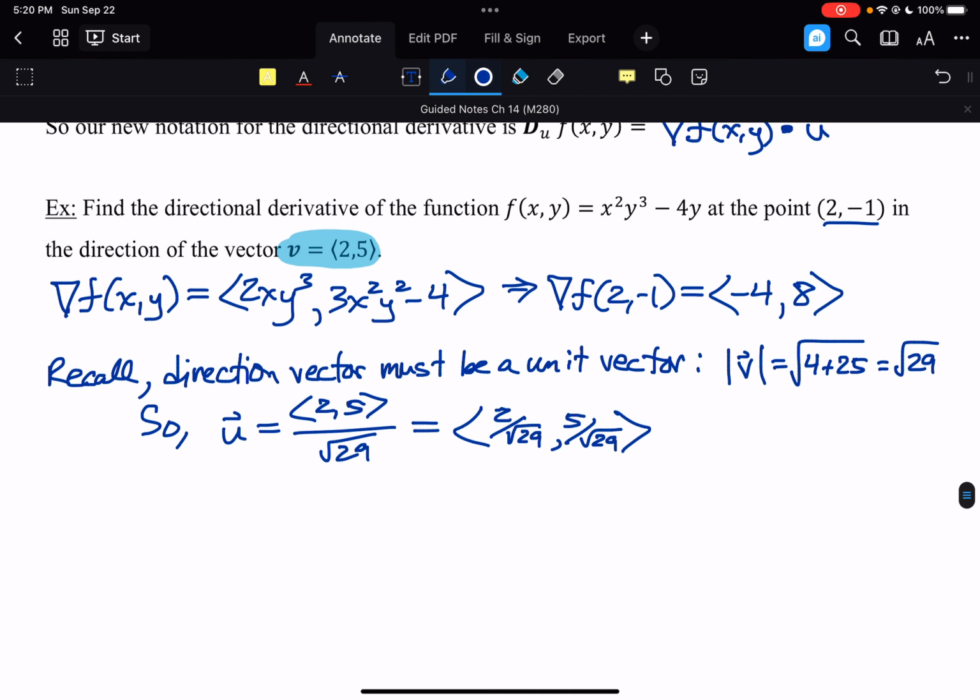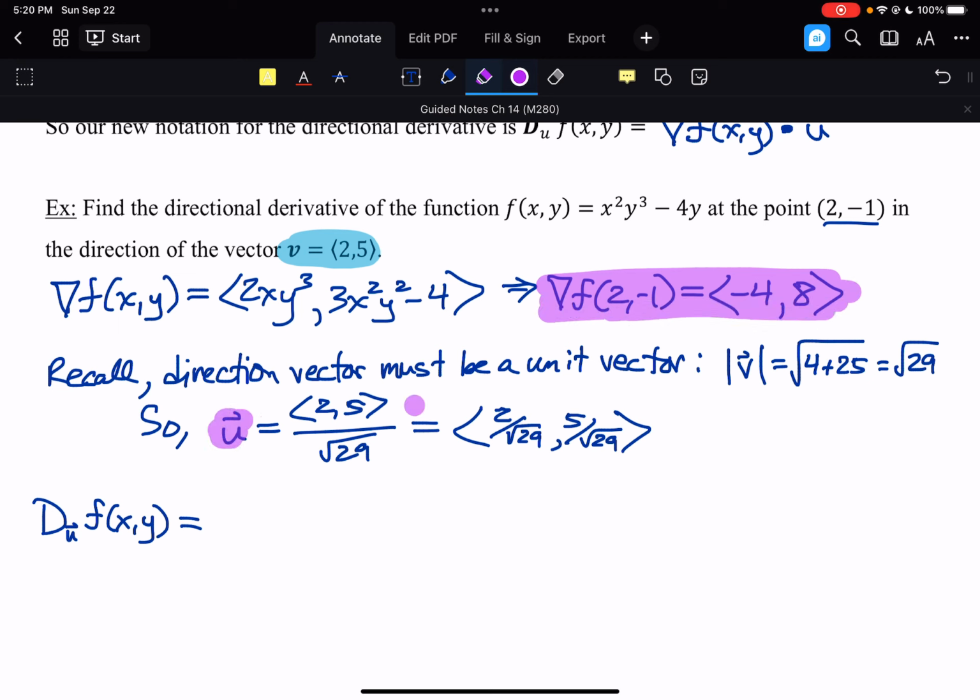So we can go ahead and now compute the directional derivative of f of x y. So it's going to be the gradient at the point dotted with our unit vector u. And we should never assume that the vector that's given is a unit vector unless the problem specifically says that it is. So don't just assume that this is a unit vector. We should always check to be sure.